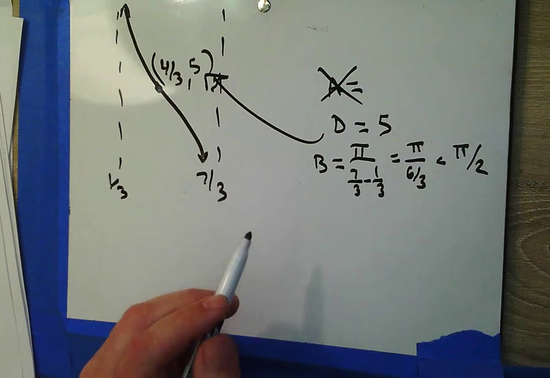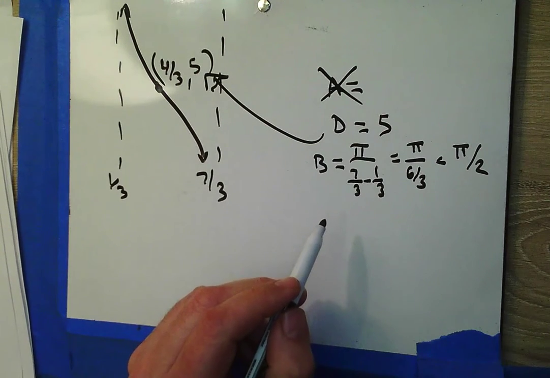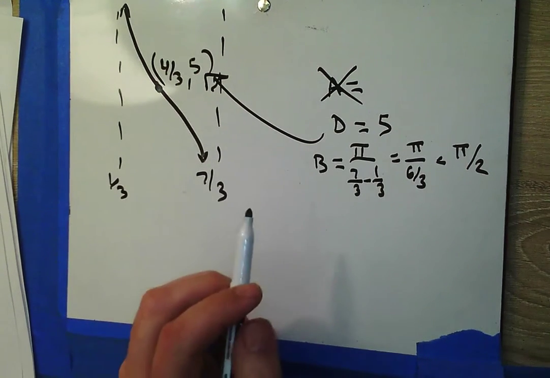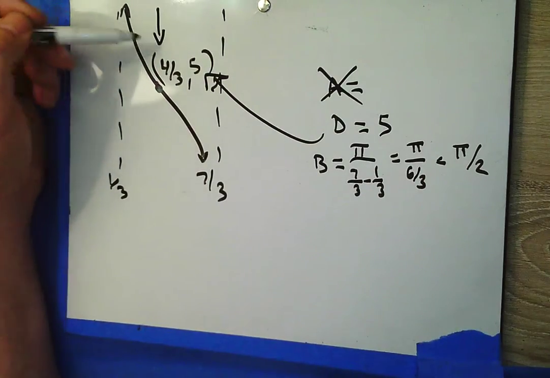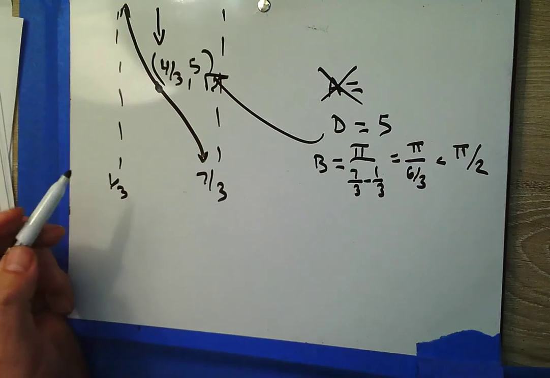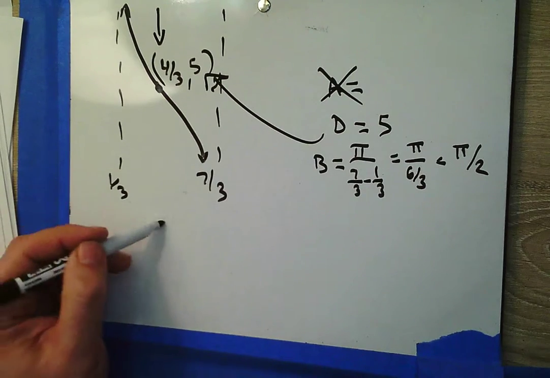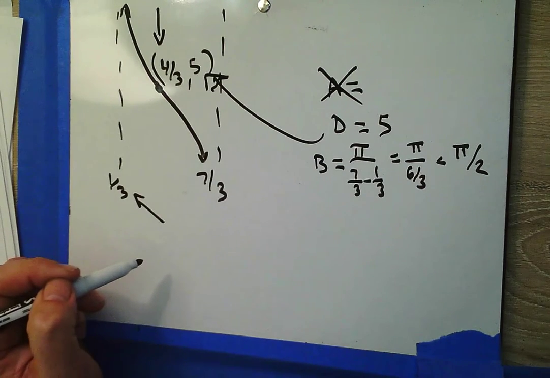And so the only thing I need to find now is our c value. Well, it depends. Am I doing a negative tangent, in which case this is my c value, or am I doing a positive cotangent, in which case this is my c value?